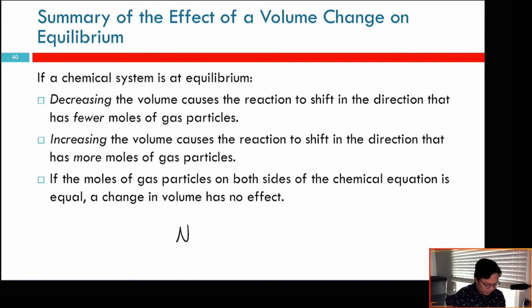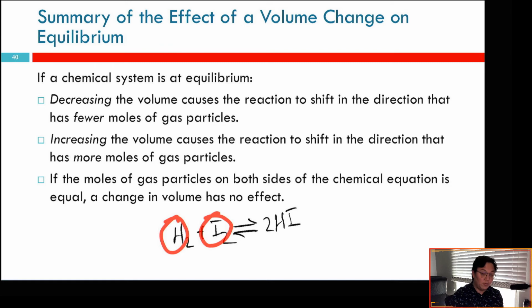So if we had something like N2O2 in equilibrium with 2NO. I was trying to think of an example that would be more balanced, but I think maybe H2 plus I2 is 2HI. So in this equation, we have 1 mole of hydrogen, 1 mole of iodine, and then we have 2 moles on this side as well. So 1 mole plus 1 mole is 2 moles, and then we have 2 moles on this side. So changing the volume for this reaction would have no effect. It would just stay the same.